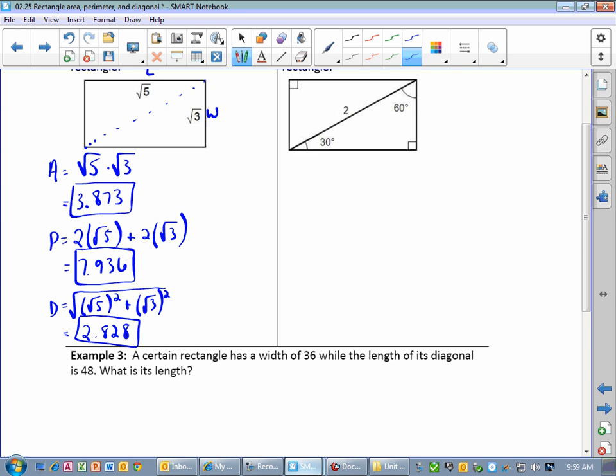Okay, so we have an area of 3.873, whatever the units are, they're square units. And we have 7.936 around the figure, and then the length of the diagonal is 2.828.